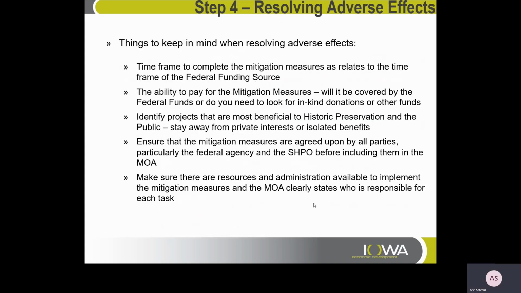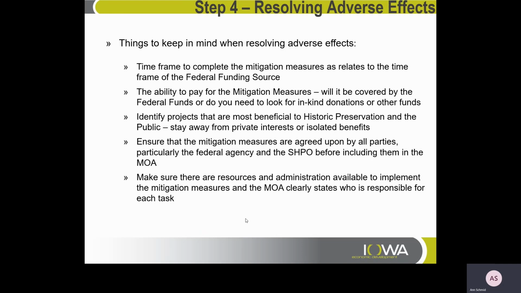As you work through resolving adverse effect, it's important to take into consideration the time frame. Oftentimes, mitigation might take longer than the project itself that you're funding. The federal funding source and the federal responsible entity will have to keep the project open for the length of the mitigation. You need to determine who will pay for the mitigation measures, make sure that it can be covered either by federal or private funds, depending on the results of consultation. You need to identify projects that are most beneficial to historic preservation and the public. You'll want to stay away from private interests or isolated benefits.